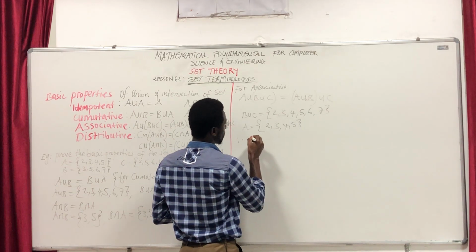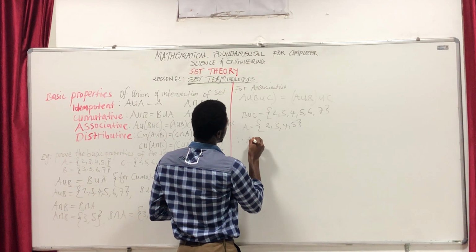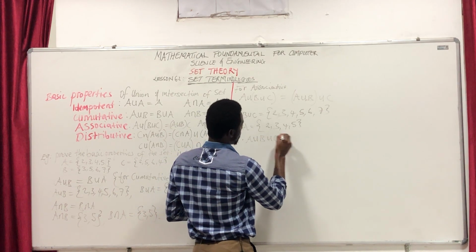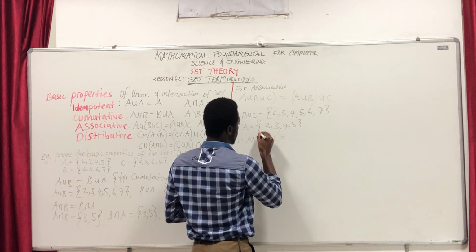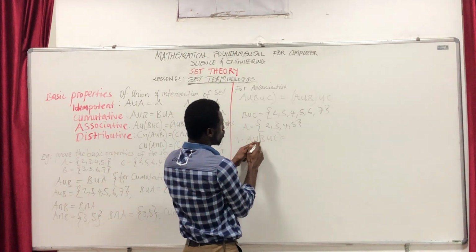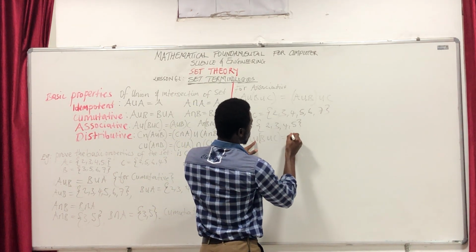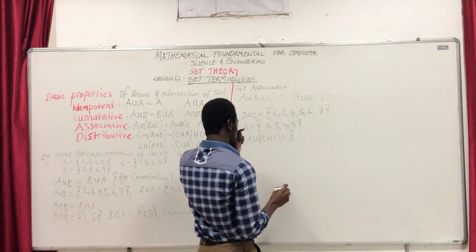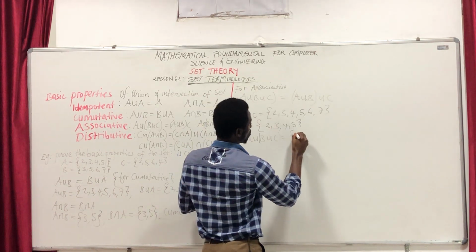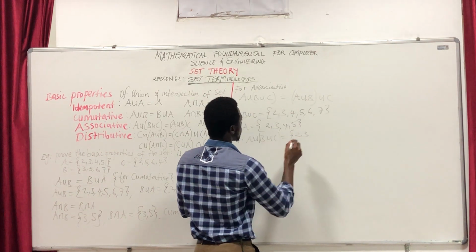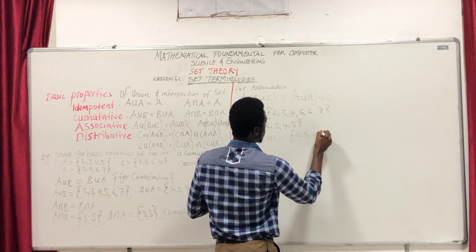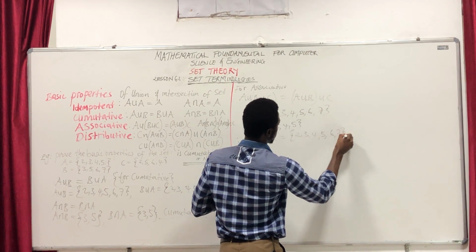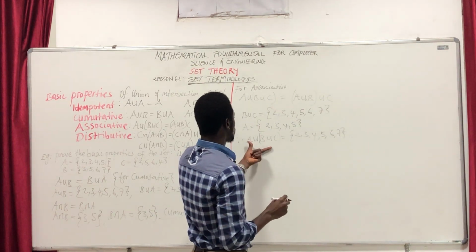Therefore, A union B union C now will be A union this. Since it's union, we take all the elements, but we are not going to repeat. So we take 2, 3, 4, 5, 6, and 7. Okay? So for this one, we are done.